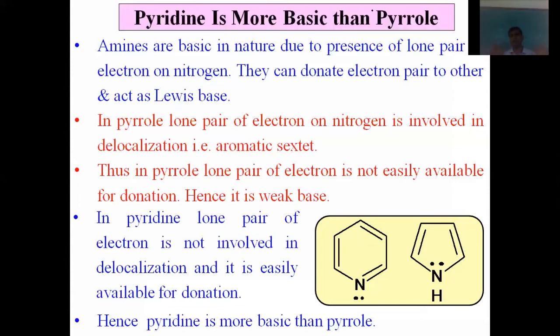Why is it more basic than pyrrole? Because pyrrole has a lone pair of electrons, it is involved in the delocalization and aromatic sextet. Therefore, that electron pair is not easily available for donation. Hence, pyrrole is a weak base. Now, what about the pyridine? The lone pair of electrons is not involved in the delocalization. Therefore, it is easily available for donation to another substance. Hence, it is more basic than pyrrole. Okay, this is just a comparison between the basic nature of pyrrole and pyridine.